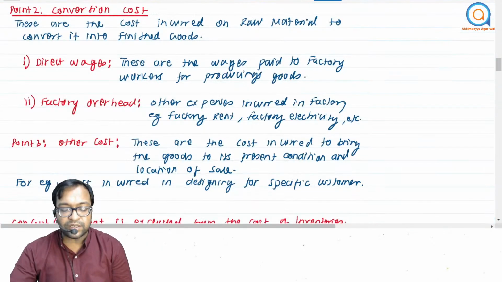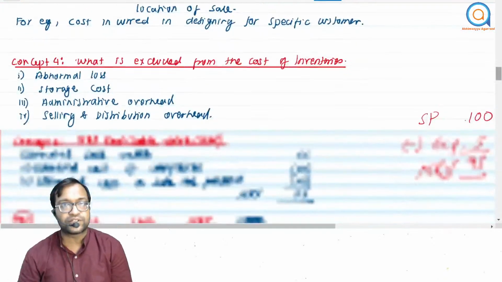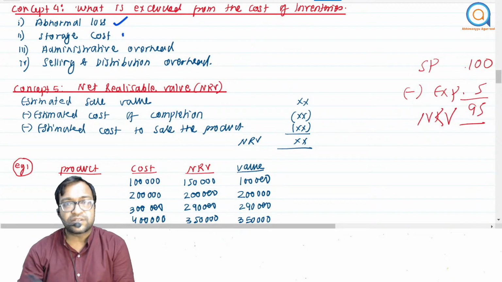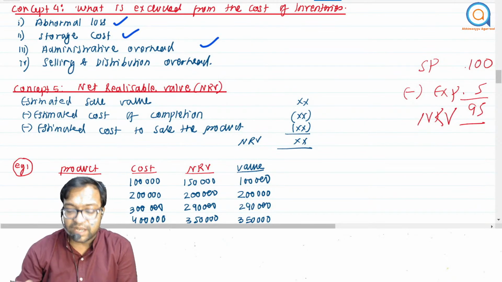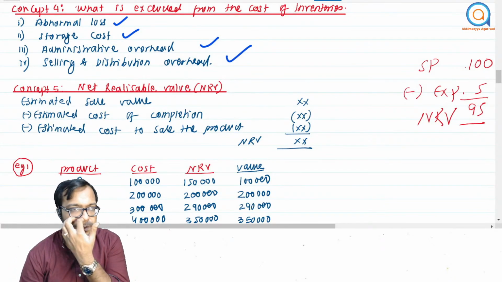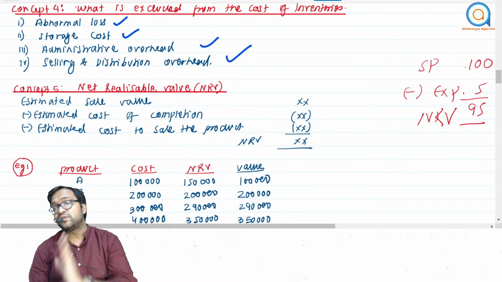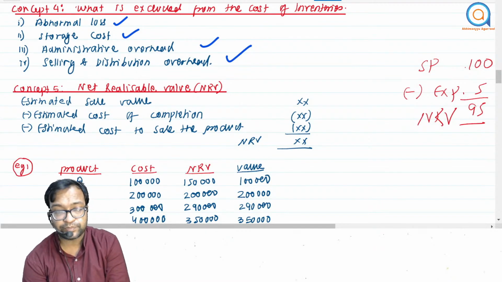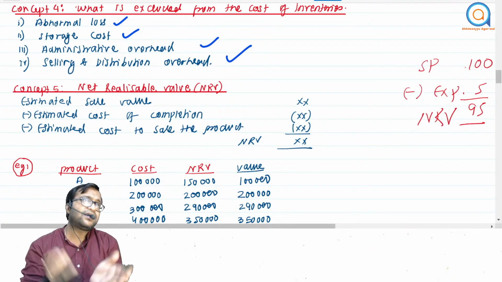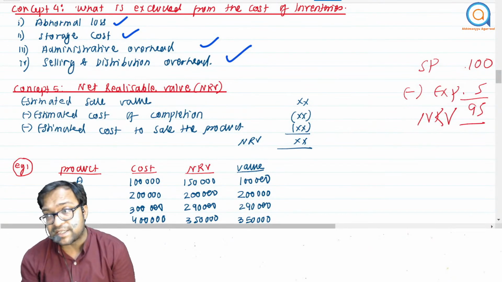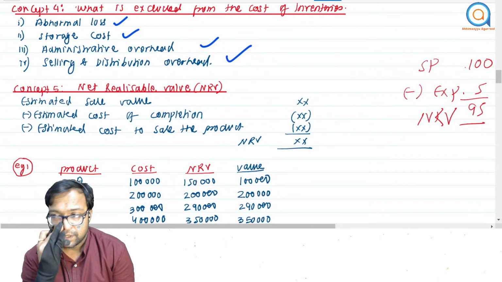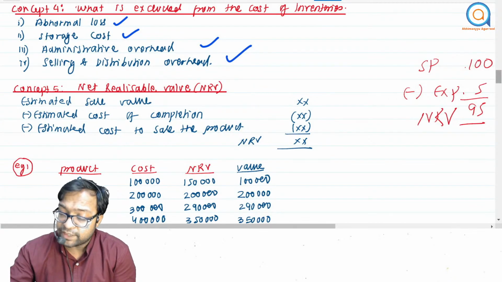Now we also come to know what items should be excluded from cost. Remember these points, they ask in questions. Number one, abnormal loss. Number two, storage cost. Number three, administrative overhead. And number four, selling and distribution overhead. So these are the four items which should not be taken while computing the cost of the goods, the cost of your stock, the cost of inventory. How to find net realizable value? Take the estimated sale price. From there deduct the estimated cost of completion if it is WIP, and then deduct the estimated cost of selling the product. You will get the net realizable value.